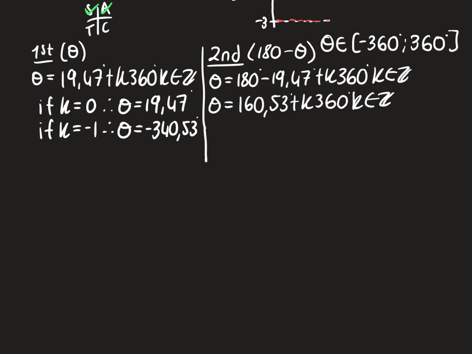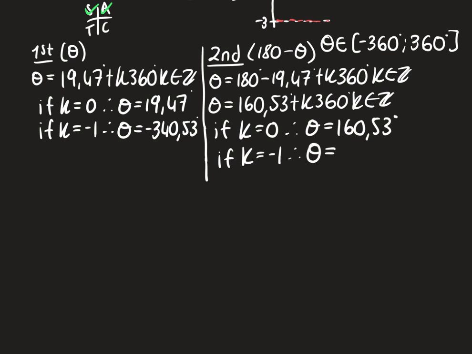We don't have to figure out the exact answers, but I'm pretty sure with our mental math capabilities, we can see whether it's going to fall in or out of the domain. Let's do this. If K is equal to 0, therefore theta is going to equal 160.53, which is definitely in our domain. Let's do 1. 1 isn't going to work because it's going to be too big. And if we do minus 1, it will also fall into the domain.